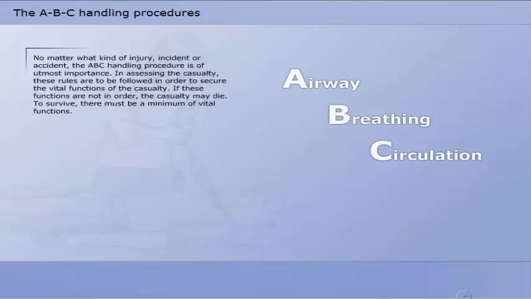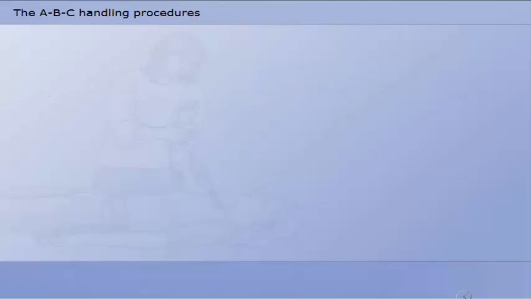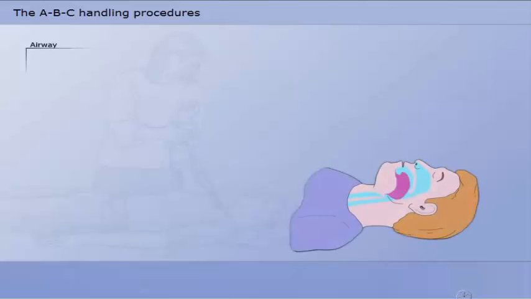No matter what kind of injury, incident or accident, the ABC handling procedure is of utmost importance. In assessing the casualty, these rules are to be followed in order to secure the vital functions of the casualty. If these functions are not in order, the casualty may die. To survive, there must be a minimum of vital functions.